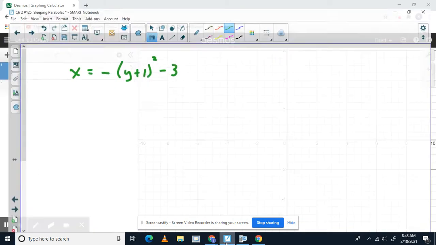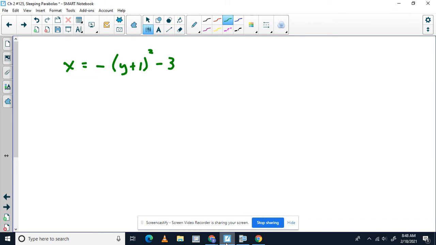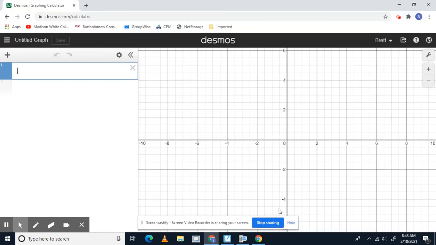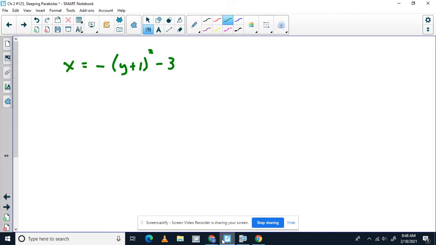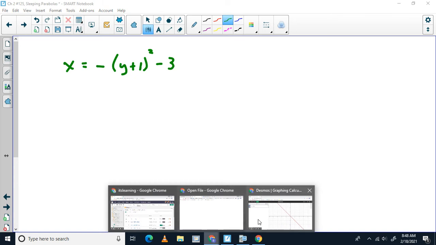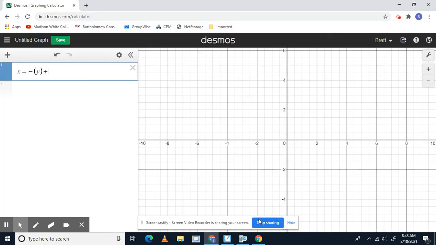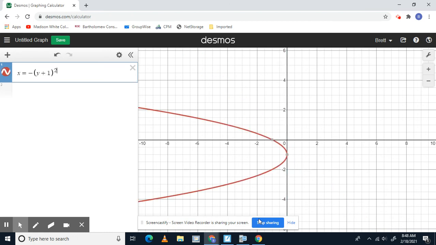And I'm going to enter this equation in. So x equals, the opposite of (y plus 1) squared, minus 3.